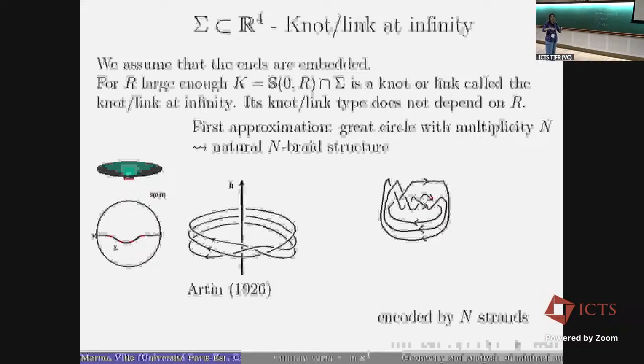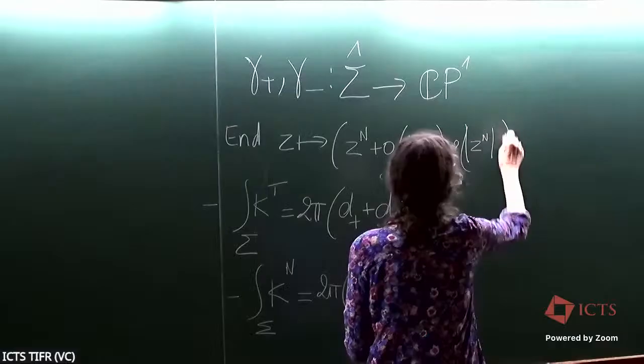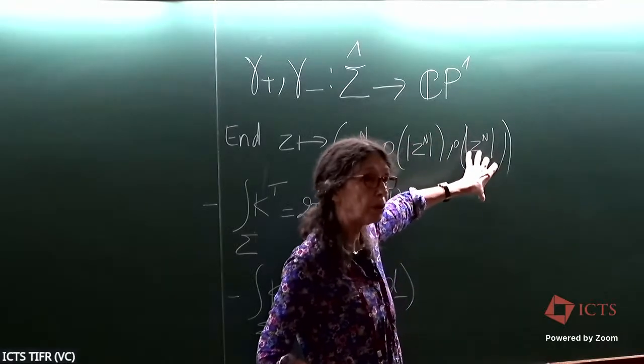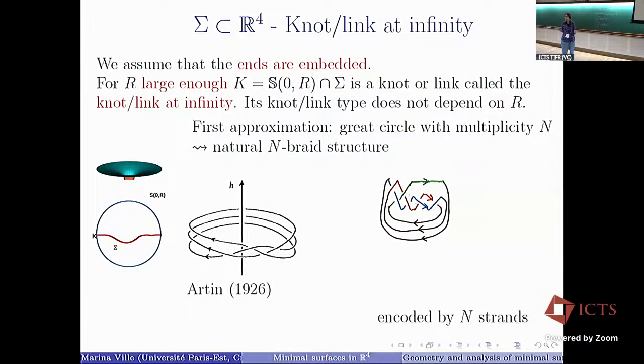For large enough radius, going from one radius to another we get isotopic links or knots. The first approximation is just that we have the sphere and a great circle going around n times. I was saying to Franz that I don't look at this, but now I am going to look at the second component. So we see a finer structure, the structure of a braid. Now I look at only one end, the structure of a braid.